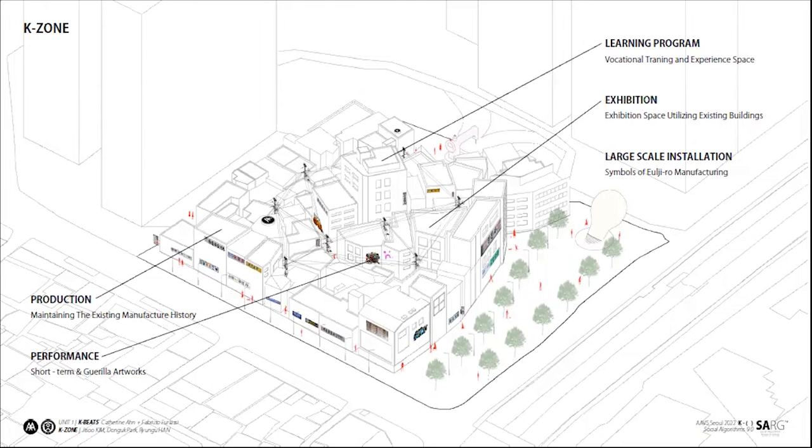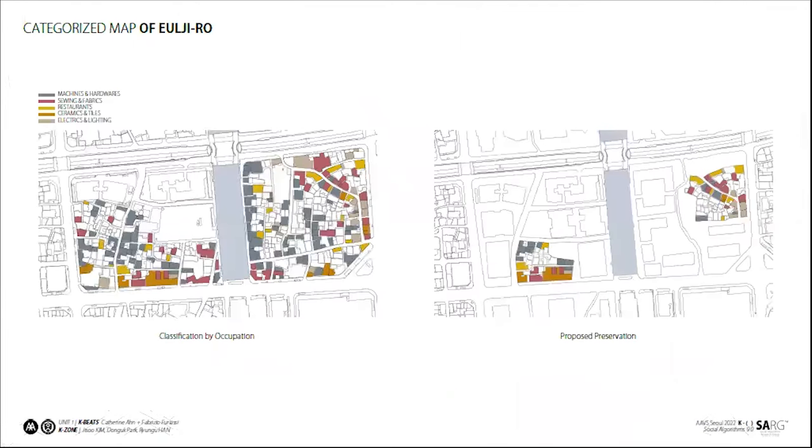Uljiro is the center of the manufacturing industry. An installation that expresses the symbols of the manufacturing industry is placed in the outside space to attract people. This is the map that categorizes Uljiro stores by type. On the right is the area where we propose preservation. The reason why we do not propose to preserve everywhere is that urban development is essential and not bad, but it must be accompanied by preservation.